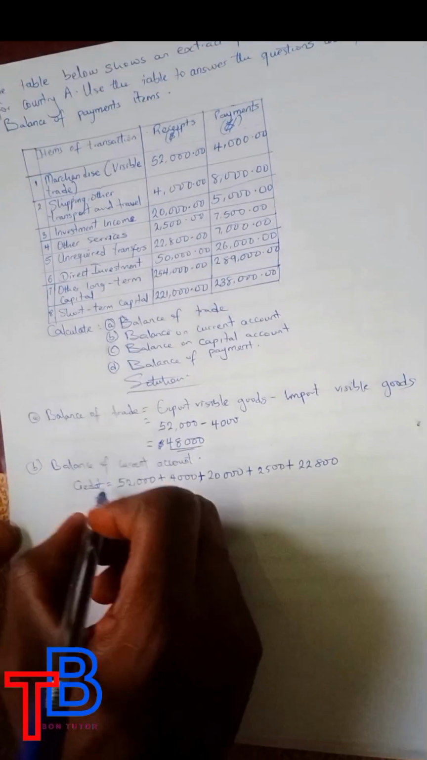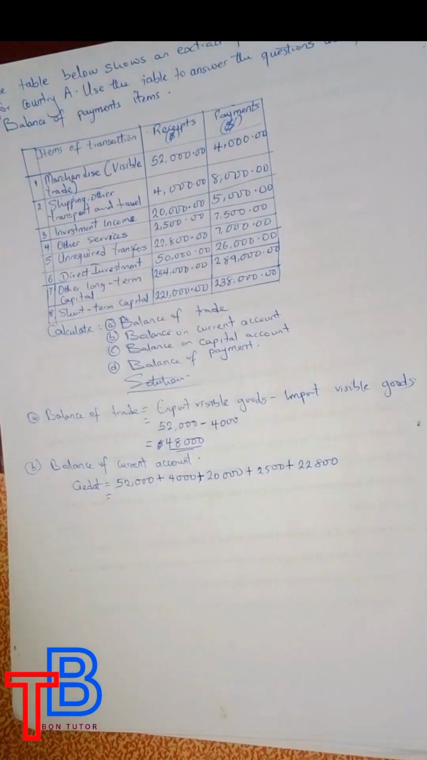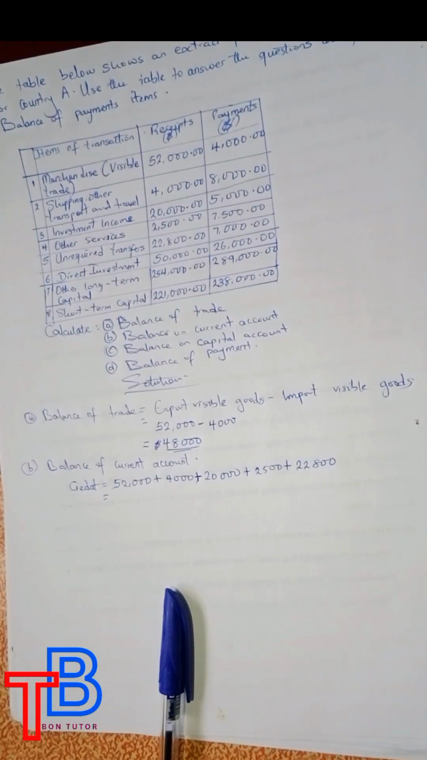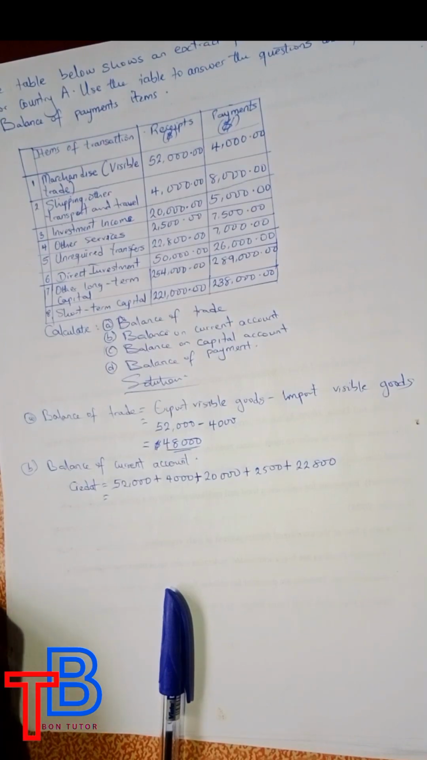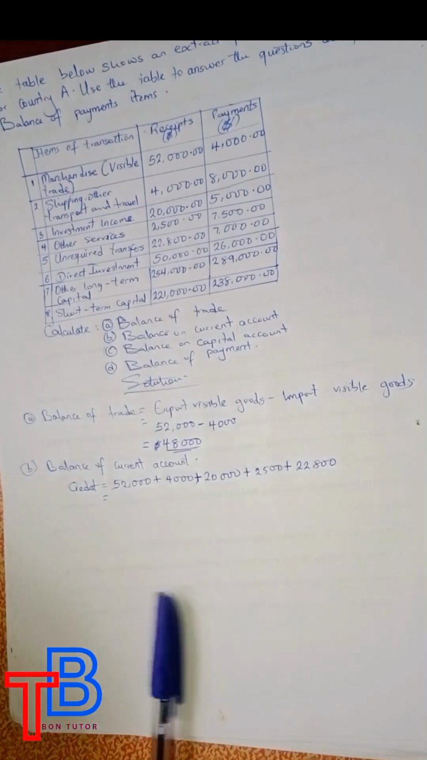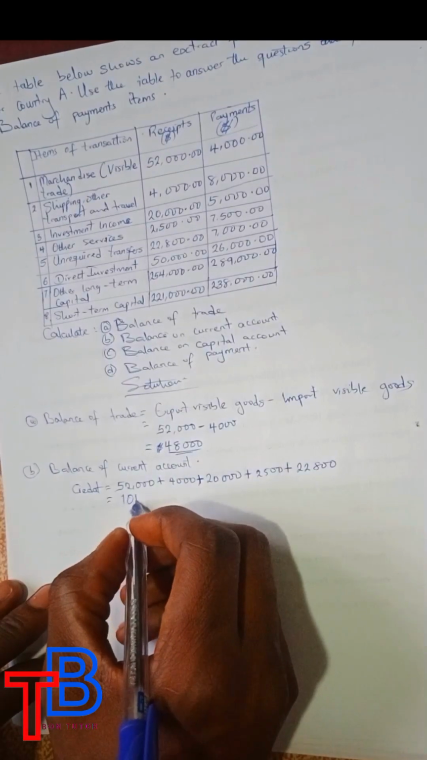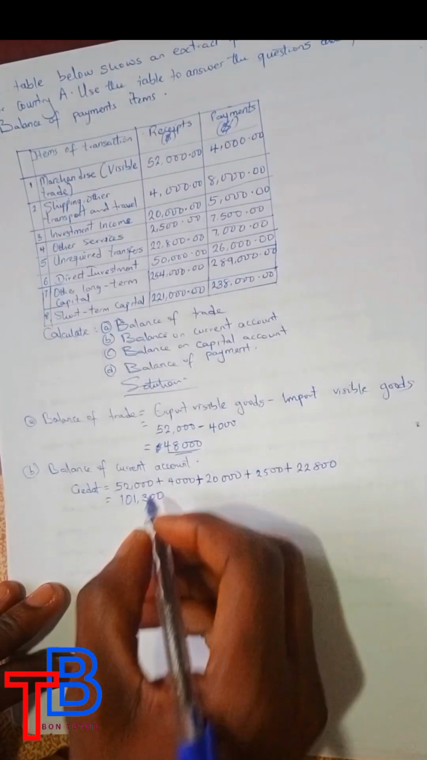So addition of everything now all together will give you 52,000 plus 4,000 plus 20,000 plus 2,500 plus 22,800. So everything gives us 101,300.